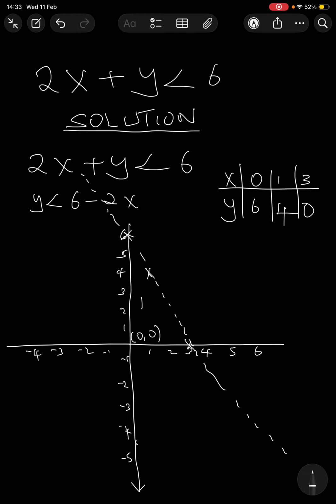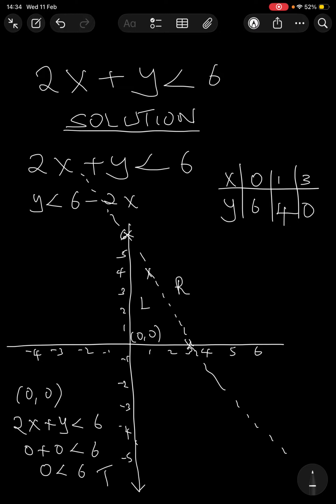So this one is left, right. x is 0 and y is 0. And our question is 2x plus y less than 6. Insert the value of x. 2 times 0, 0, plus the value of y is 0, less than 6. 0 plus 0 is 0, less than 6. Is 0 less than 6? Is it true or false? 0 is less than 6. This is true. If it is true, it means that the left side is true.